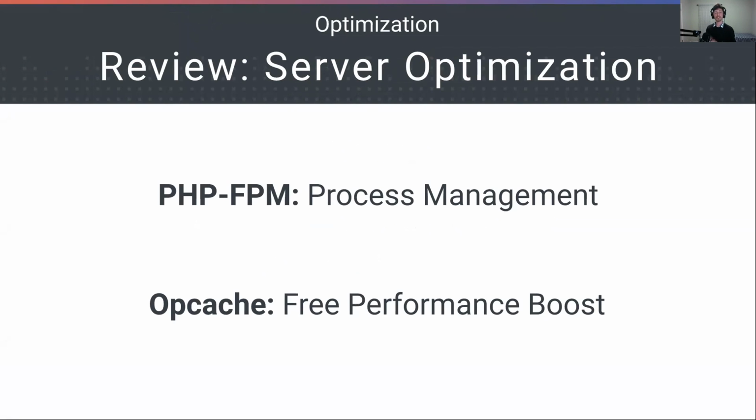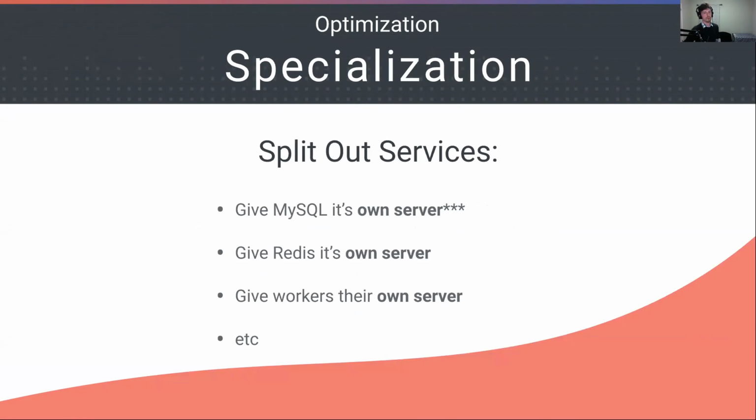Okay, so on the server side of optimization, we've talked about PHP-FPM and we've talked about OPcache, versus the code side, where we did the n+1 problem and object caching with Redis or Memcache or whatever. The last thing I'm going to talk about on the server side of optimization is splitting out services, aka creating servers that are specific to the task that they need.